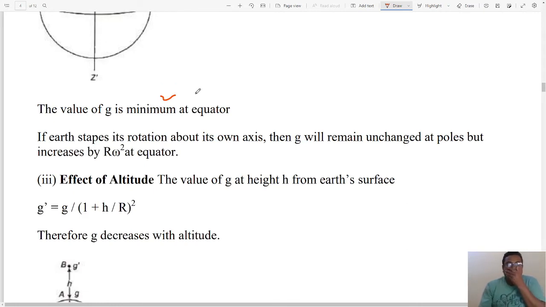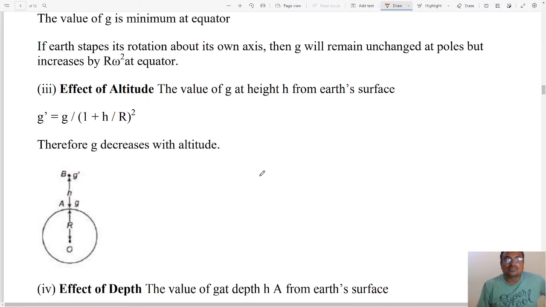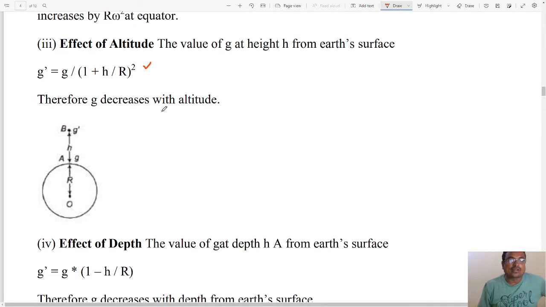So now, dear friends, move ahead. Let's discuss what will be the effect on the acceleration due to gravity when height increases and decreases. The value of g at height h from the earth's surface is equal to g into 1 upon (1 plus h by R) whole square. Therefore, the g value decreases with altitude.